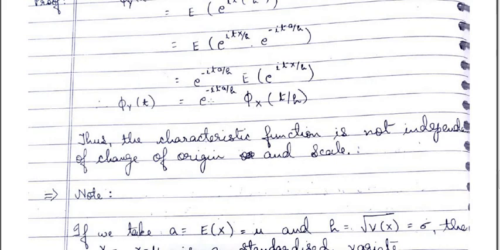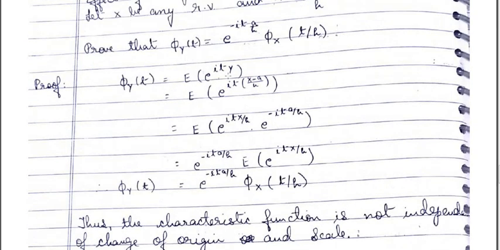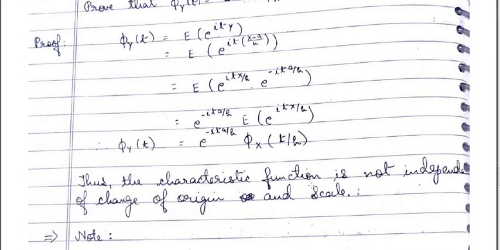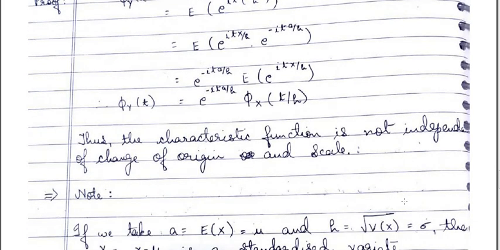If we had phi x t, if we had started from here, and got only phi x t, but we got phi x t by h here, so how is this independent? It is not independent. Some division is there, some expectation part is there. So phi of y t is equal to e raised to i t a by h, phi x t by h. Thus, the characteristic function is not independent of change of origin and scale.